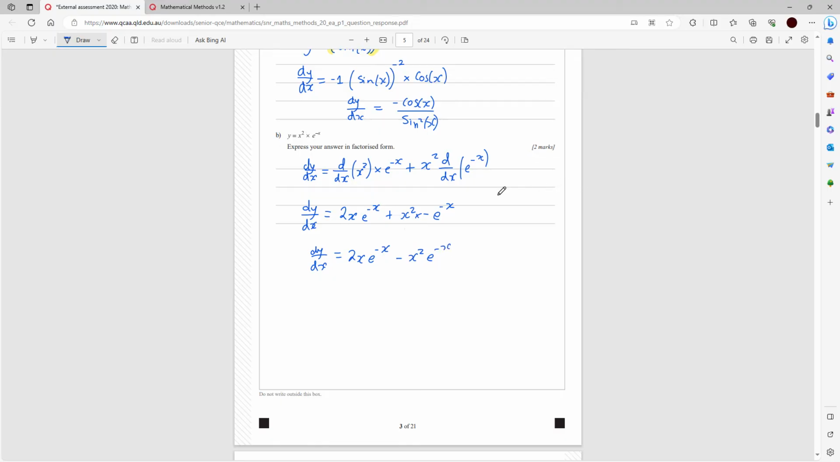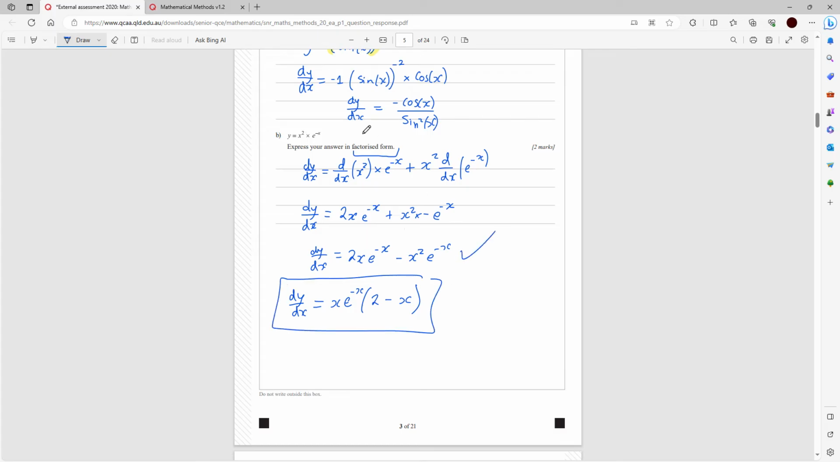Now, notice we're not done yet because they want it in factorized form, so you look for what's common in both terms here. Straight off the back, I can see the Euler term is common, so I can write that out the front, but I can also see an x is common in both of them, so I can also write that. If I factorize this out, what I'm going to have on the inside is just 2 minus x, and that's it. This would be your final answer.